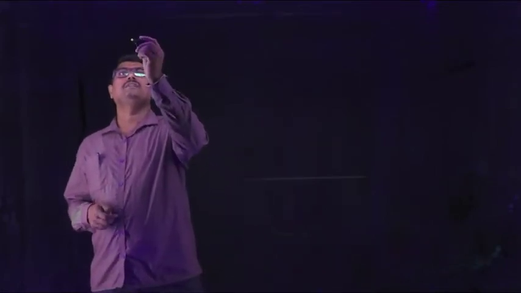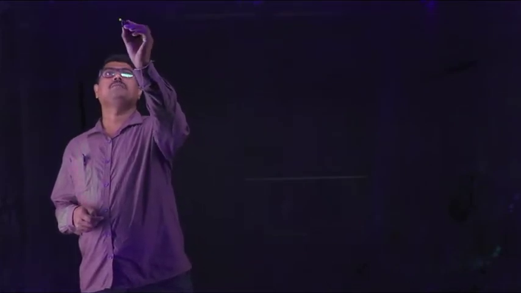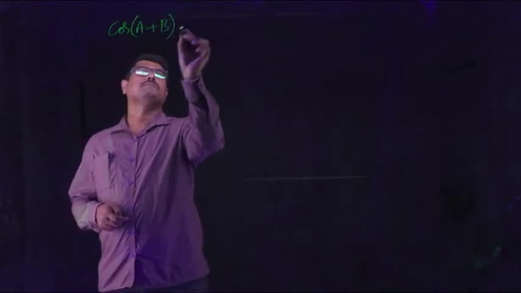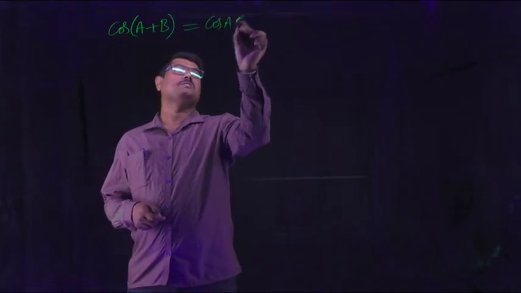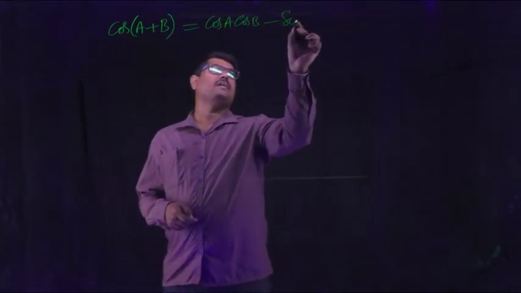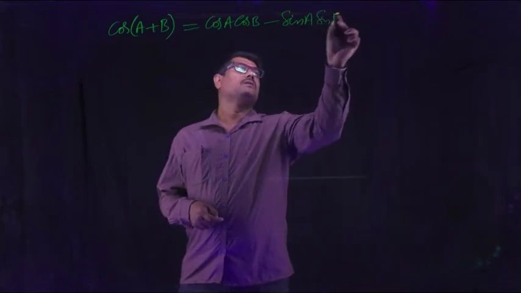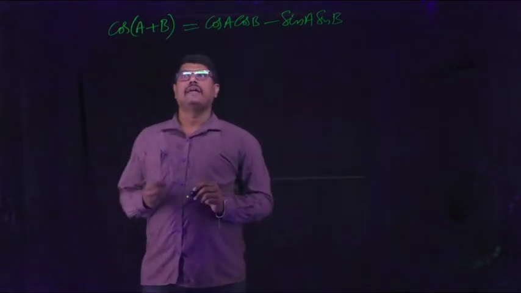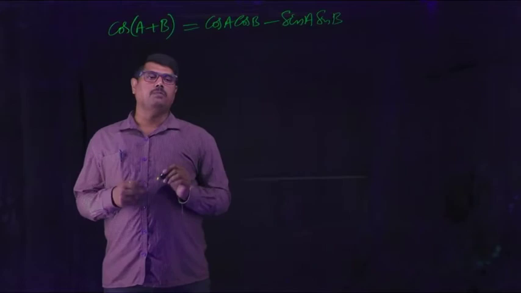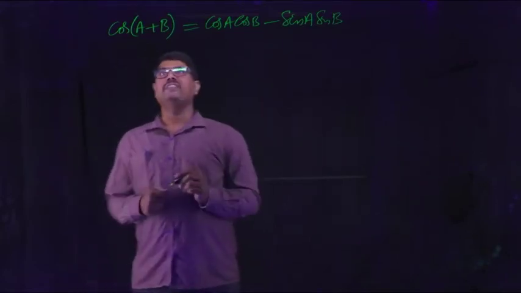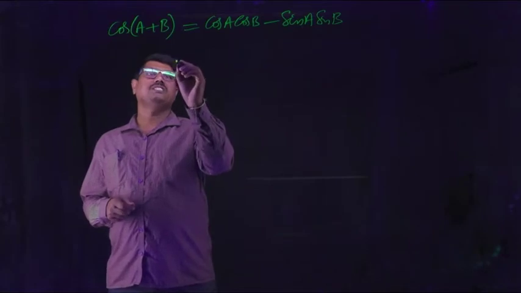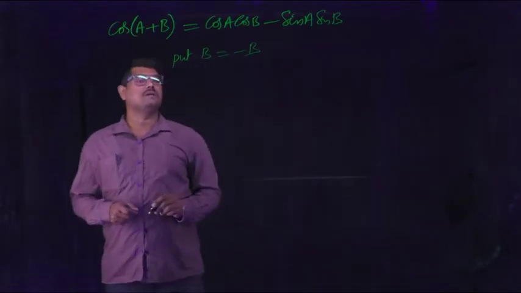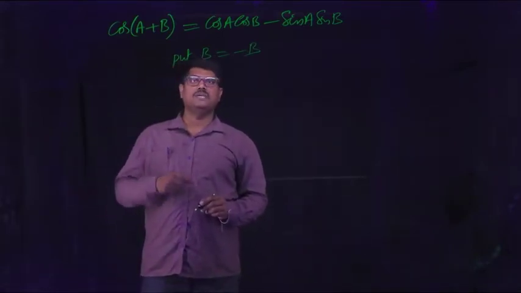So actually cos of A plus B formula is like this. Cos of A plus B is equal to cos A cos B minus sin A sin B. This is the formula we proved previously. Now we need to find what is the formula of cos A minus B. So to get the formula cos A minus B, now just put minus B in place of B in the same formula. So you have to replace B with minus B in the above formula.